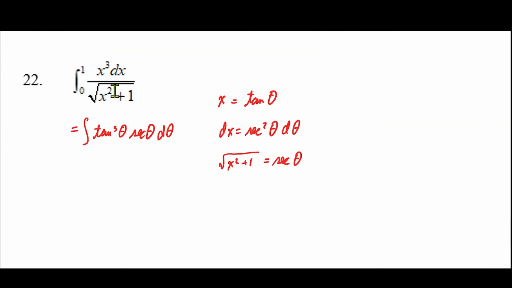Okay, now we have to change the limits of integration whenever you change the variable. Otherwise, you have to write down x equals 0, x equals 1. So let's change it now. Substitute 0 here. This is the relationship between x and theta. So theta must be 0. And substitute 1 here: tangent theta is equal to 1. That tells you theta is equal to pi over 4. You with me? Okay, now this is an ugly integral, isn't it?